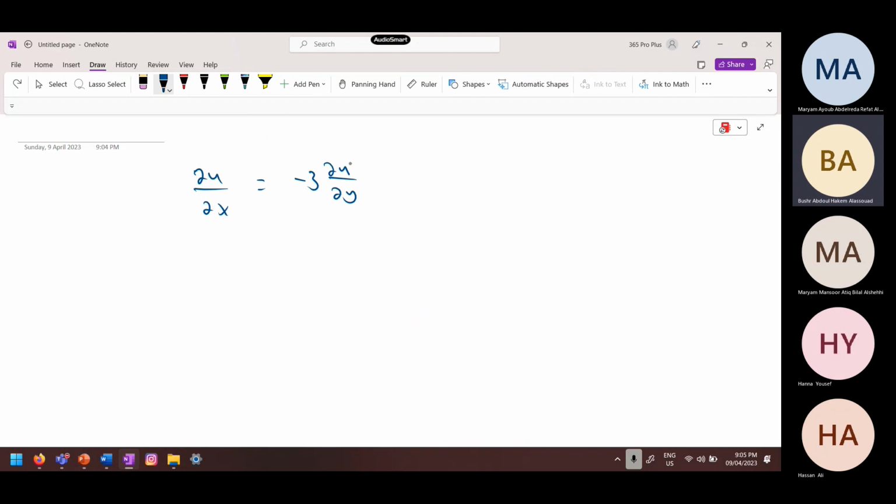To solve this, first you will look at the variable here. The variable here is the main function. So u is a function of y and x. This is our function, and we are performing the PDE upon this function.